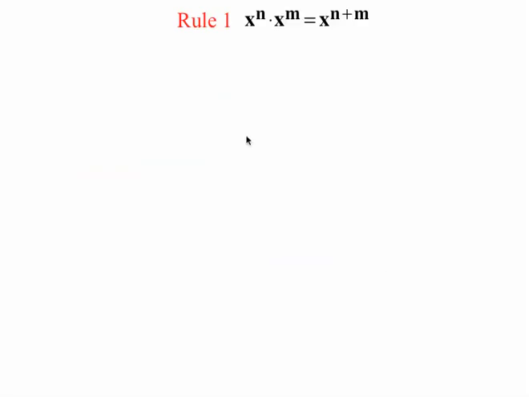And that's our rule. Our rule is when you're multiplying powers, add the exponents. As long as you have the same base and these powers are multiplying each other, the shortcut is just add the exponents and keep the base.